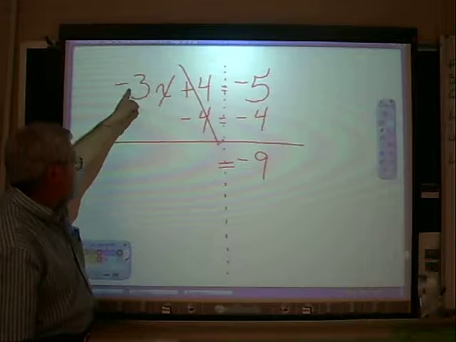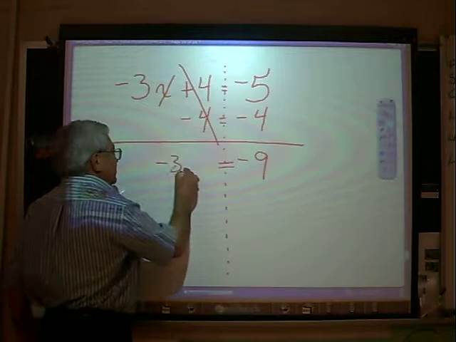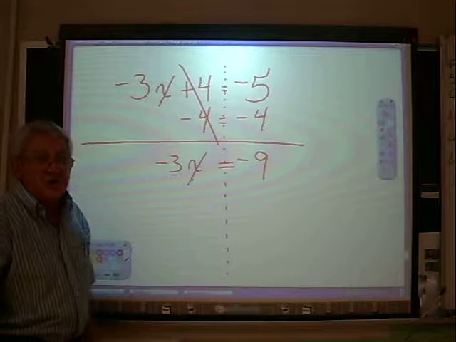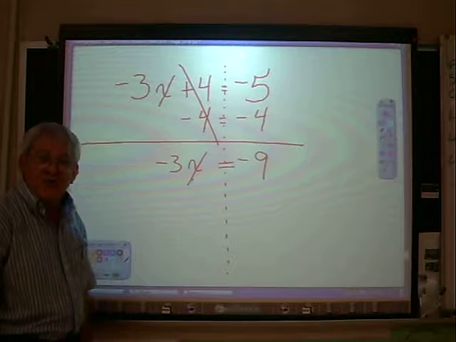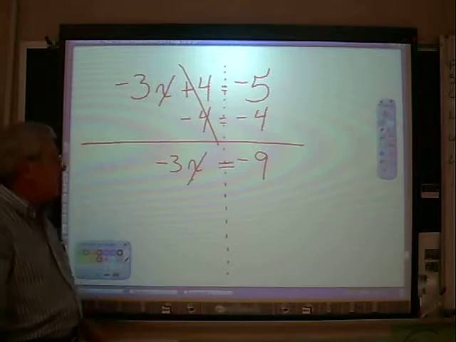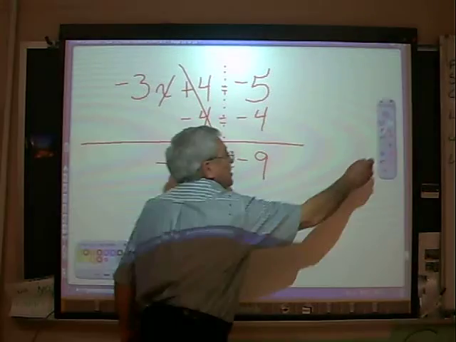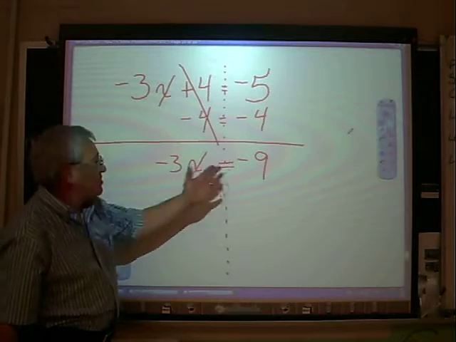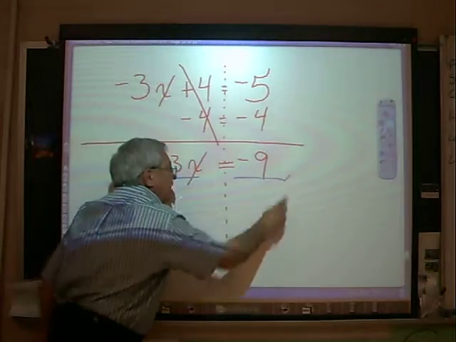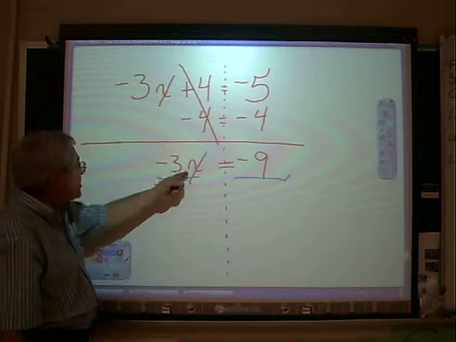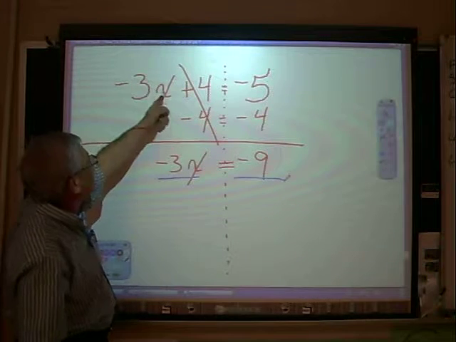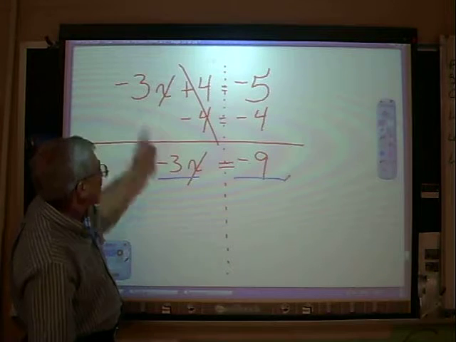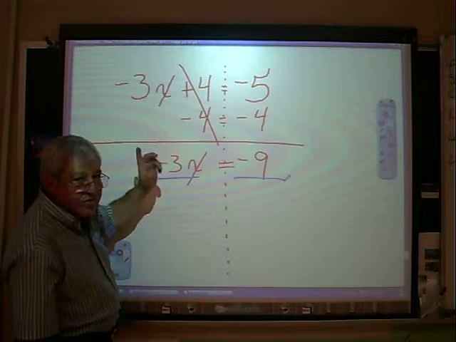What am I left with? Negative 3 times x. Now I have a typical multiplication equation. How do I solve a typical multiplication equation? I divide. I do the opposite operation. So if I have negative 3 times x is negative 9, I'm going to divide each side by negative 3, because I want to know what x is. I don't want to know what negative 3x is. I don't want to know what negative 3x plus 4 is. Any of that. I want x. I have to get rid of everything else.